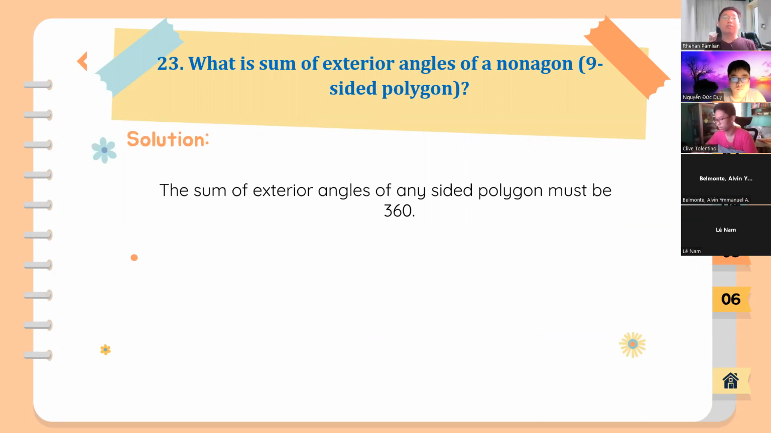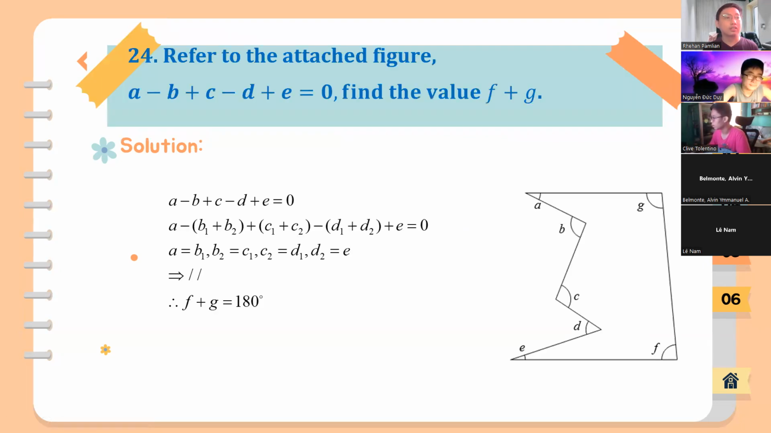It's 360. But if you want to know the measurement of each exterior angle, you just have to divide 360 by 9. That will give you that particular number. So 360 is the answer, guys. Any question on why it's 360? Basically, that's the rule. That's geometry. So no question, we proceed now with number 24.